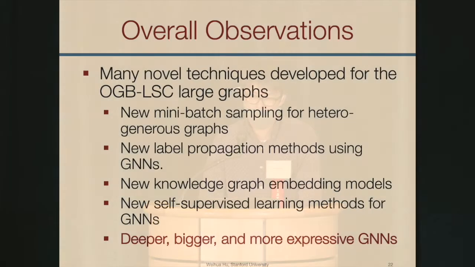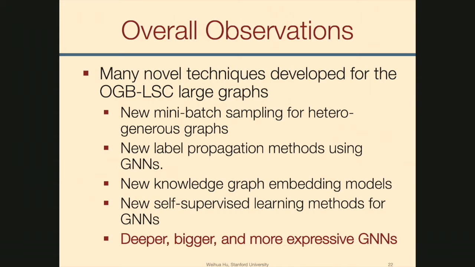So here's a summary. In fact, it's really promising that many novel techniques have been developed for our OGB large-scale challenge graphs. For example, in order to handle large graph node classification, a new mini-batch sampling technique for heterogeneous graphs has been developed. A new label propagation method using GNNs has been developed. New knowledge graph embedding models have been developed. And also new self-supervised learning methods for GNNs have been developed. A lot of methodological innovation has been made.